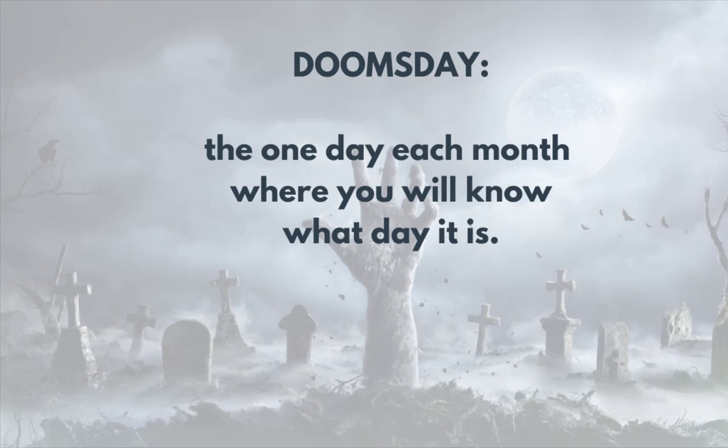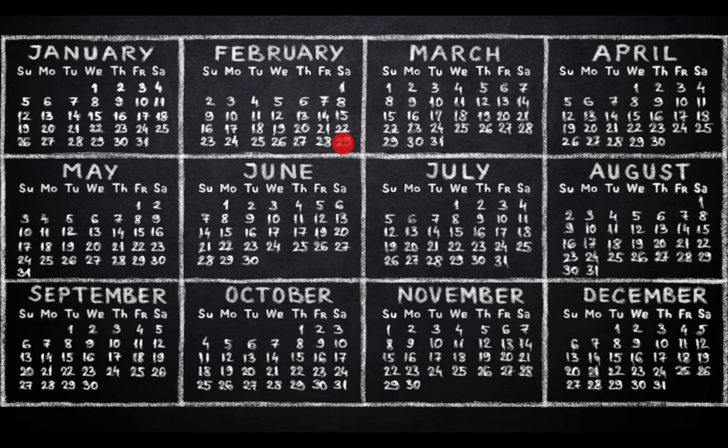But what are doomsdays? Well, those are the one day each month where you will know without a doubt what day it is. Because when you know what one day a month is, you can calculate all the other days in that month using simple addition and subtraction. For example, when you know that February 29th, 2020 is a Saturday, you'll also know that March 1st is a Sunday. And when you know that, you can calculate all the other days of the week in February and March by adding and subtracting. But what about April and all the other months?